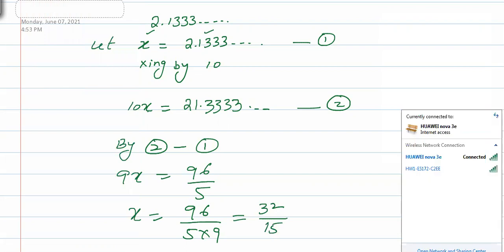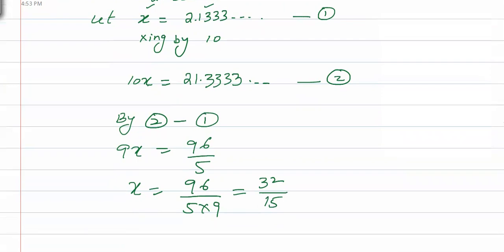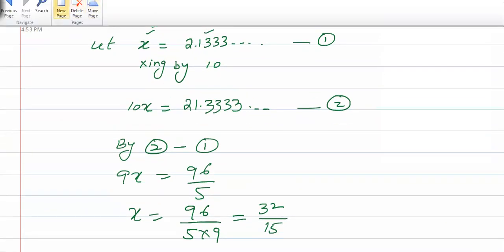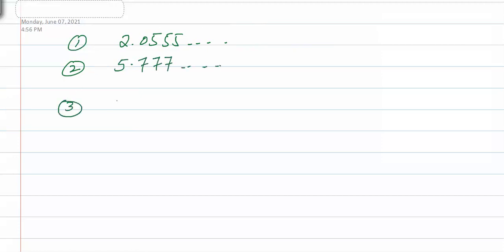Okay. Now, clear? I will leave some examples here for you to do. Number 1, number 2, number 3 is 8.9191 and so on. Let me do the third one. 1 and 2 are for your homework, okay? But the third one I will do right now.